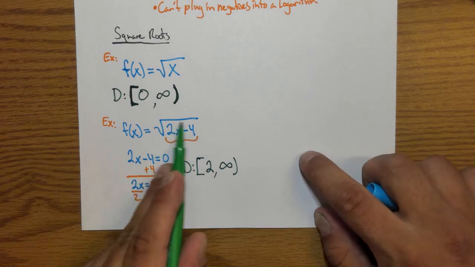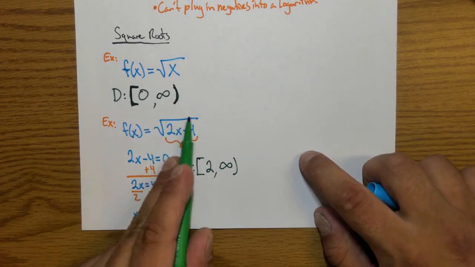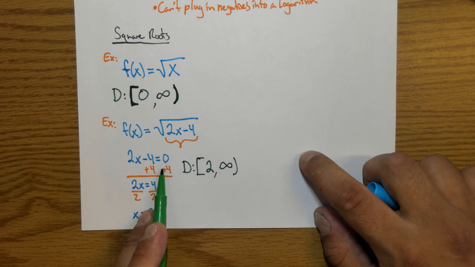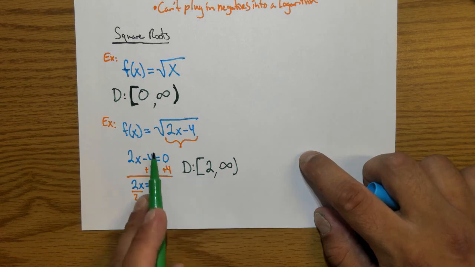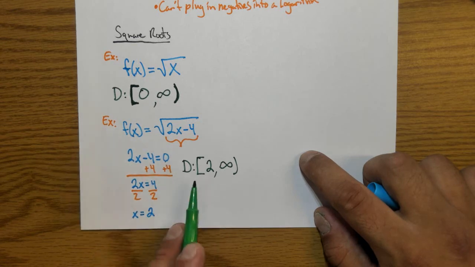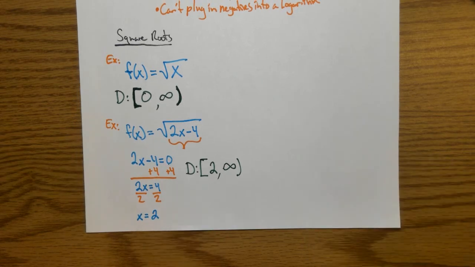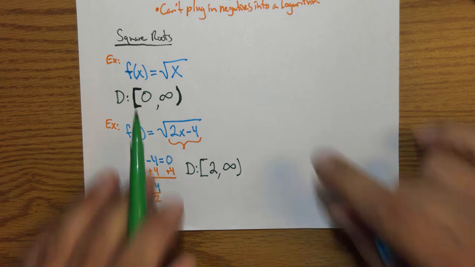If you have something more confusing than this, which you probably will, just set it equal to 0, solve for your x, and that'll give you your left bound. Or right bound if it's negative, but we won't get into that. It'll just be your left bound for now. So let's move on to our other rule.